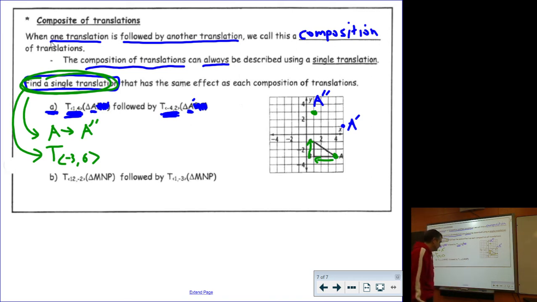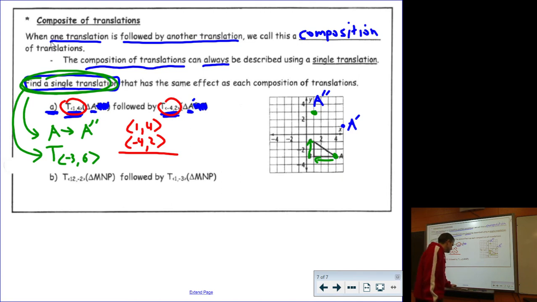But I want you to see something. Remember the original vectors right here? The original vectors of 1, 4 and negative 4, 2. Look what happens if you add those together. If you add those together, 1 and negative 4 is negative 3. 4 and 2 is 6. When you add the two vectors together, you get the single translation. An easier way to do it than graphing it is just add the vectors together.